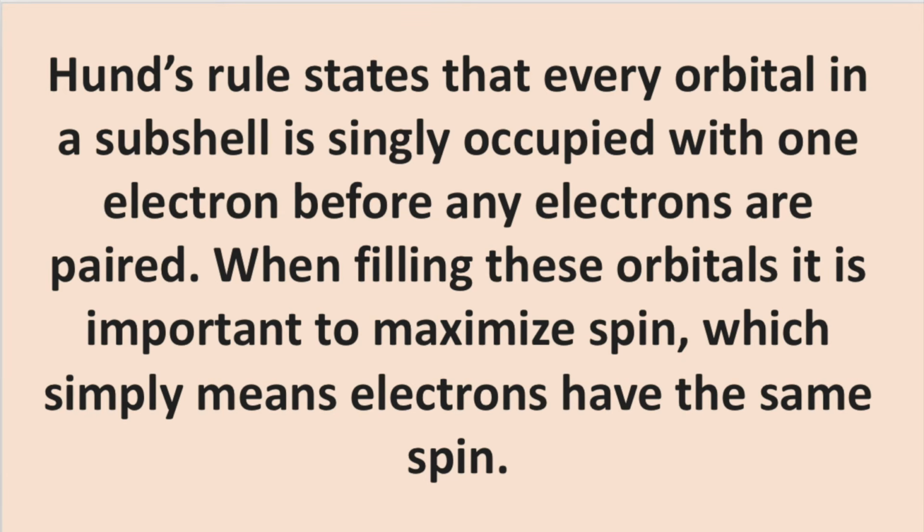Another concept that is important to know before we continue is Hund's rule, which states that every orbital in a subshell is singly occupied with 1 electron before any electrons are paired. When filling these orbitals, it is important to maximize spin, which simply means unpaired electrons have the same spin. By doing so, we are forming the most stable arrangement.